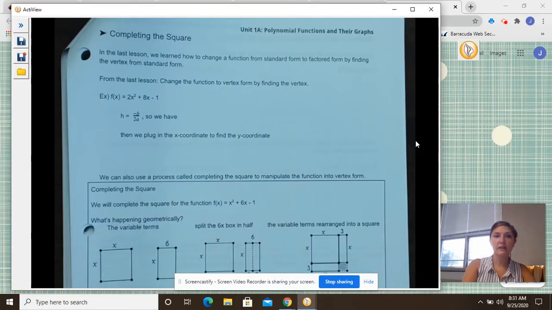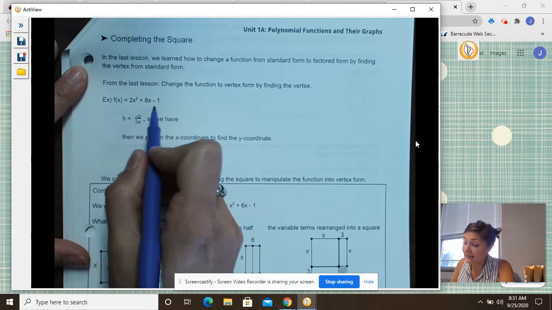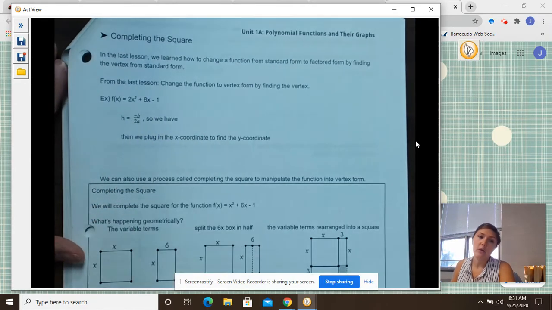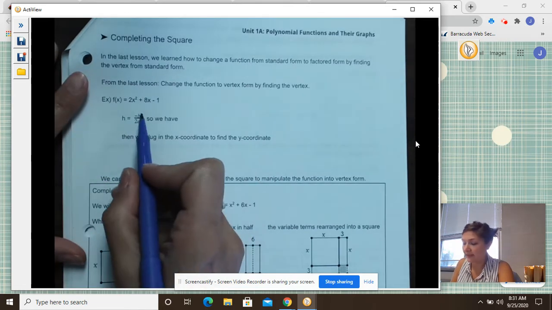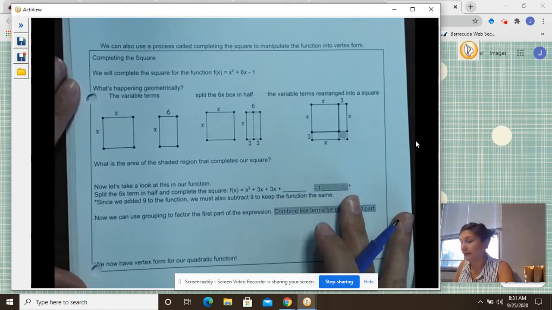Guys, today we're going to look at a process called completing the square so that we have an option to change functions in standard form into vertex form. Something that we are not looking at in your notes is actually how to get the vertex directly from standard form. There's a little formula that we can use, but rather than having you focus on trying to memorize the formula, what we're going to look at instead is a process called completing the square.